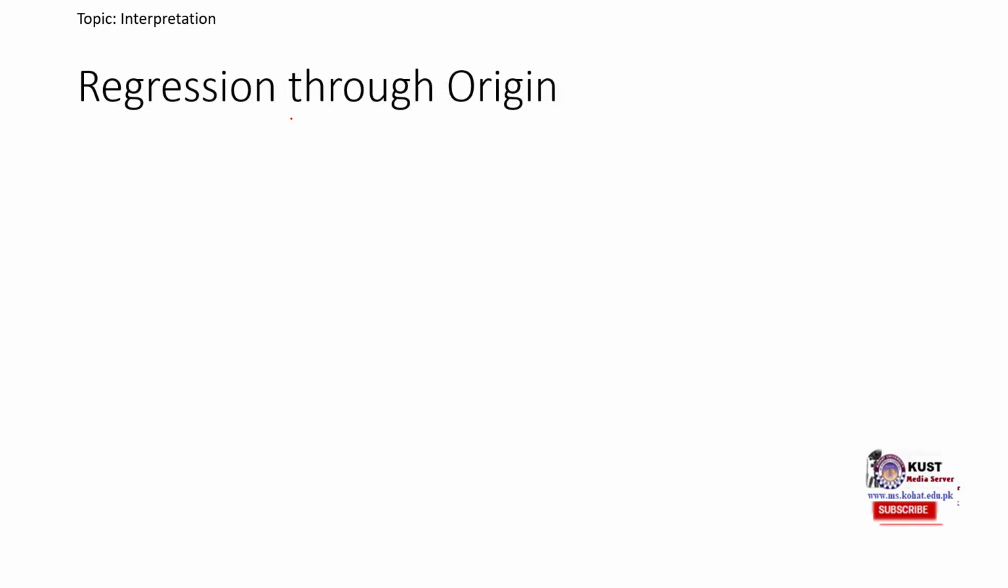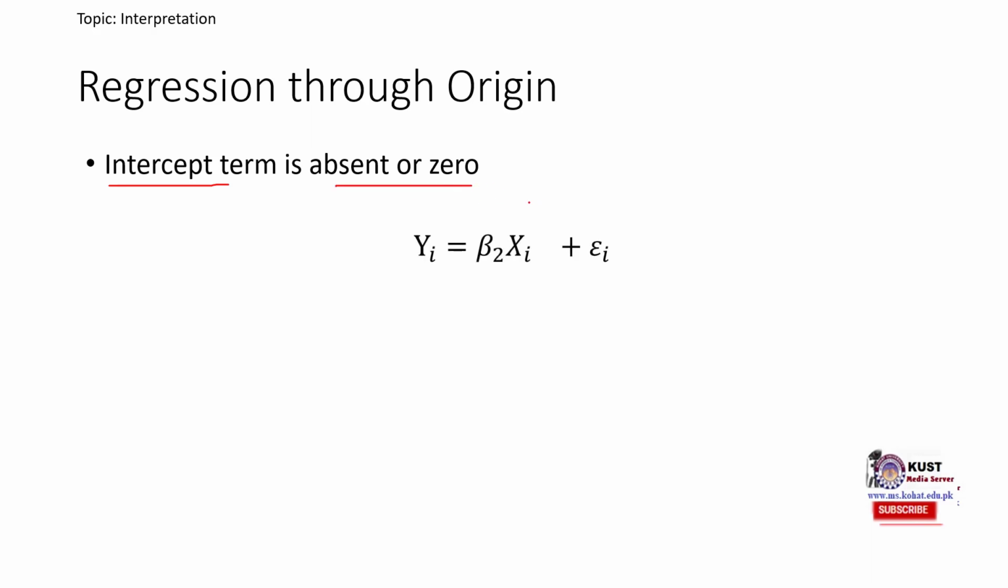Moving to the next concept, which is called regression through origin. In regression through origin, the intercept term, the alpha term, the constant term, or what we call beta naught or beta 1, would be absent or it would be 0. So remember, we always had this model: y is equal to alpha plus beta x plus the error term.